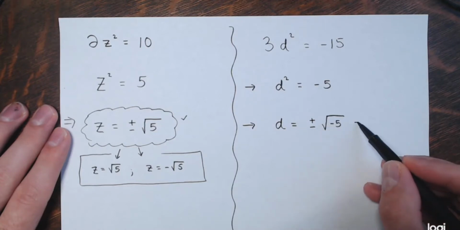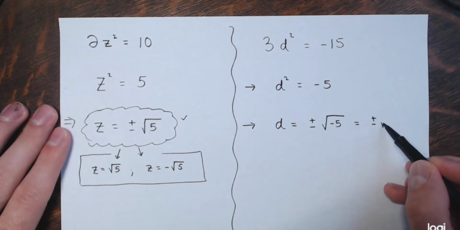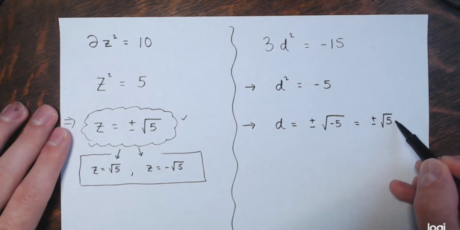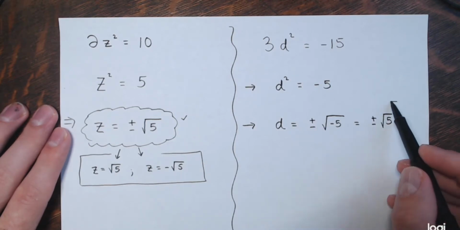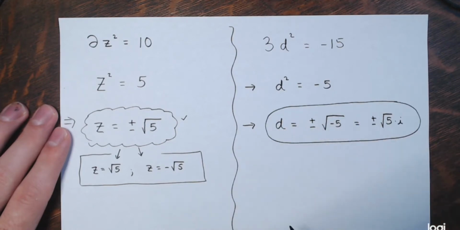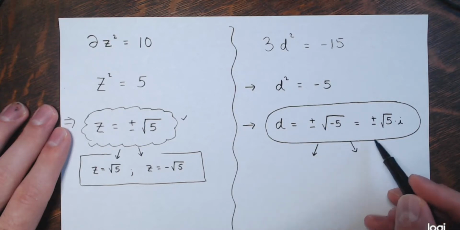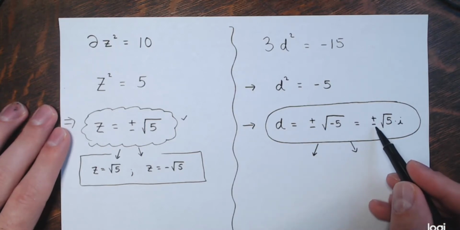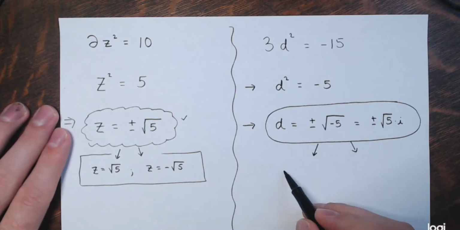But remember, square root of negative 5, we're going to rewrite that as the square root of 5 times i, where i is that imaginary unit, the square root of negative 1. So here are our solutions. d is already solved for. And once again, they're asking us to write the two separate solutions. I use the plus or minus symbol. There's only one line here, but it really represents two solutions.